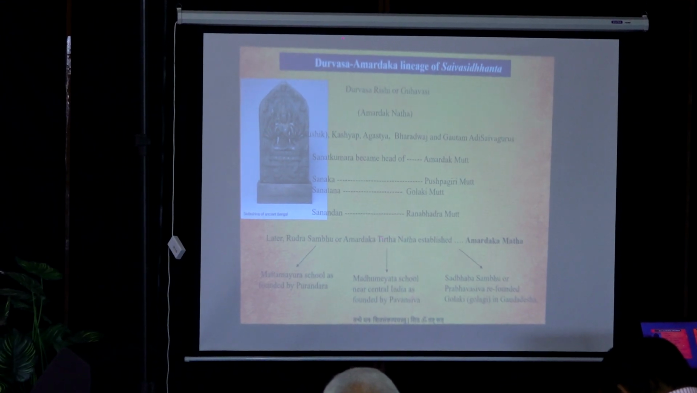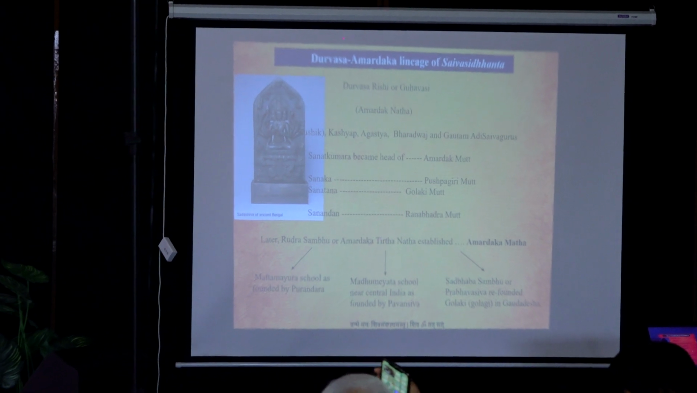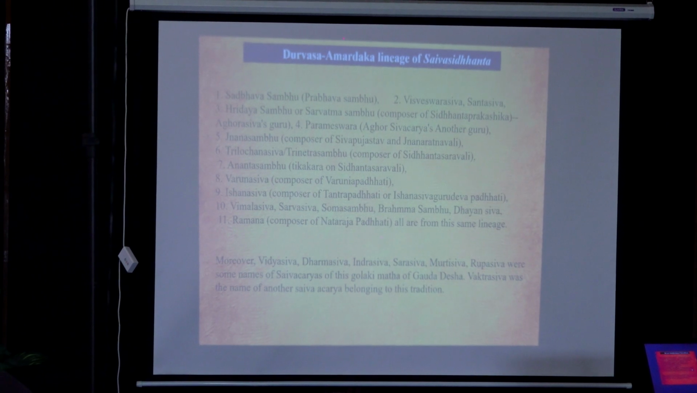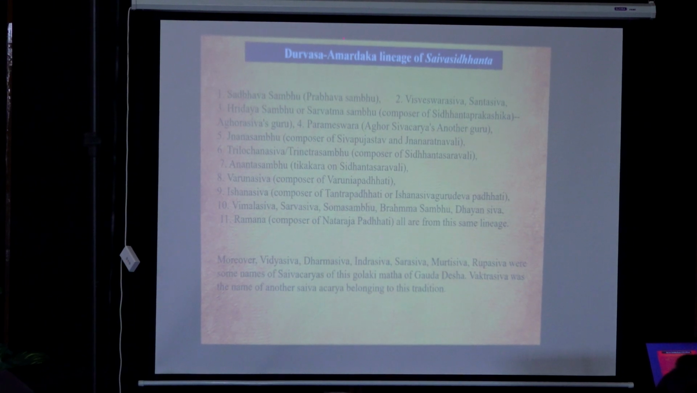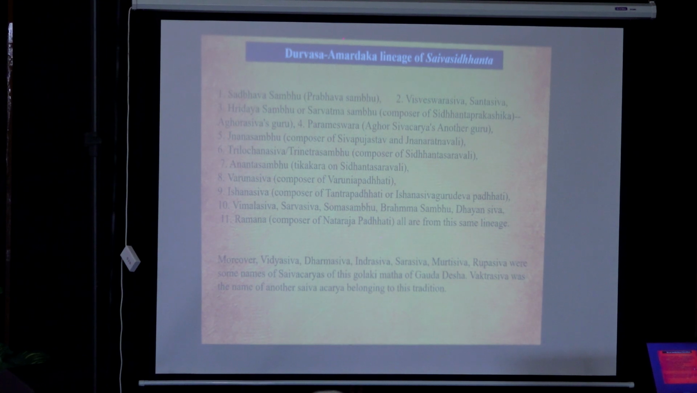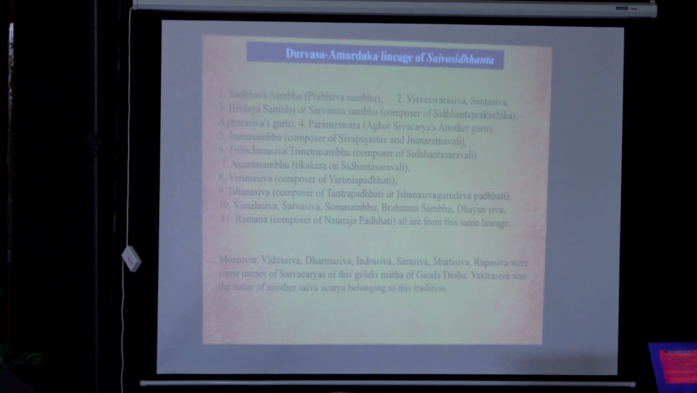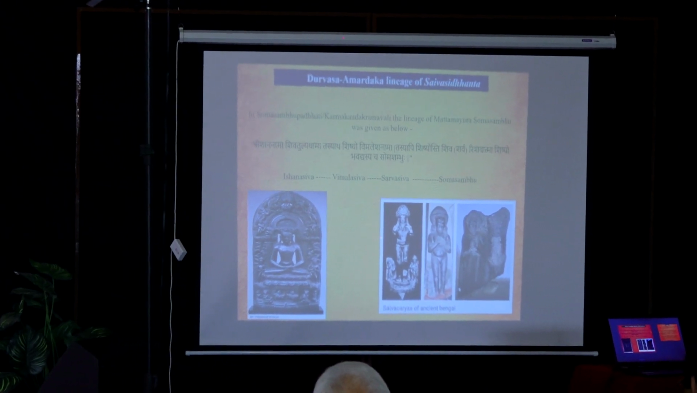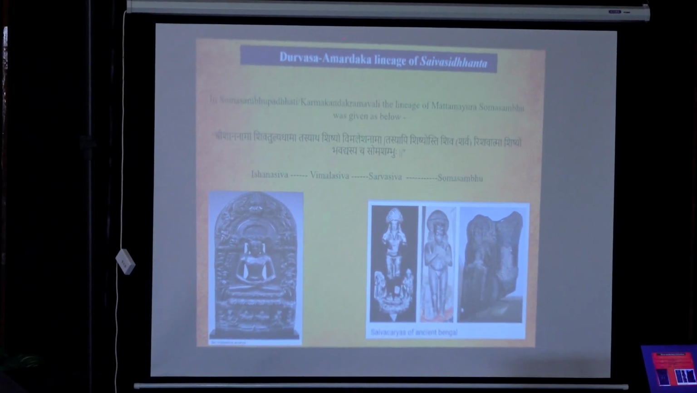This Goloki Math branch is actually Bengal's Mattamayura tradition. These are the gurus of Mattamayura Acharyas of Bengal. Sadbhava Shambhu, Hridaya Shambhu, Jnana Shambhu, and up to Aghor Shivacharya, etc. More about Vidya Shiva, Dharma Shiva, Indra Shiva. Also, these are Acharyas of Goloki Math, situated in Vanagara, Devikota in Dakshin Dinajpur, my district. These are the images of ancient Acharyas and Guru Parampara of Soma Shambhu.